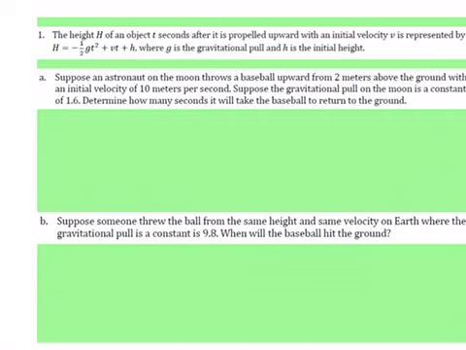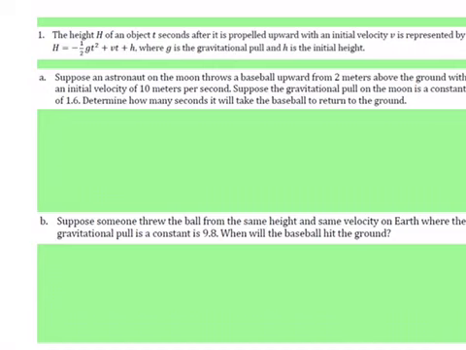The height h of an object t seconds after it is propelled upward with an initial velocity v is represented by h equals negative 1/2 g t squared plus v t plus h, where g is the gravitational pull and h is the initial height. Suppose an astronaut on the moon throws a baseball upward from 2 meters above the ground with an initial velocity of 10 meters per second. Suppose the gravitational pull on the moon is a constant of 1.6. Determine how many seconds it will take the baseball to return to the ground.